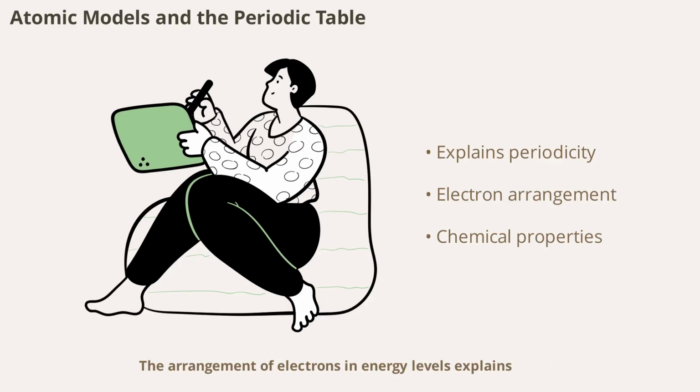The arrangement of electrons in energy levels explains the periodicity of elements and their chemical behavior. Bohr's model and later quantum mechanics revealed why elements in the same group have similar properties. The periodic table is a direct reflection of atomic structure and quantum rules.